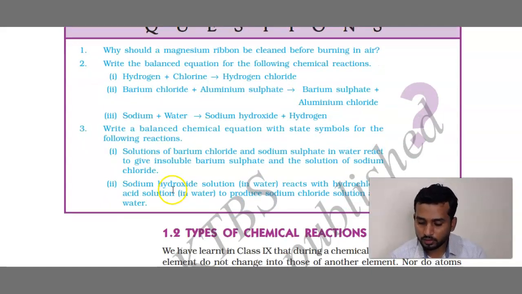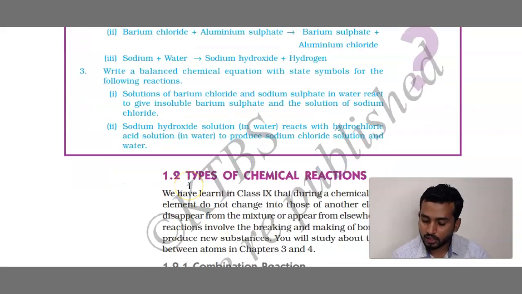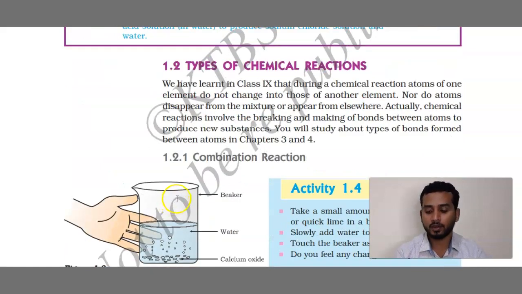Done? Okay. Next, types of chemical reactions. We have different types of chemical reactions such as combination reaction, decomposition reaction, displacement reaction and double displacement reaction. So these are the major 4 types. Apart from this, we also have sub reactions like exothermic reactions and endothermic reactions. Done? Exothermic and endothermic reaction.